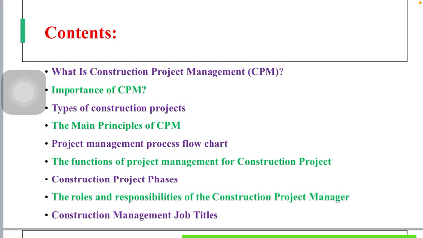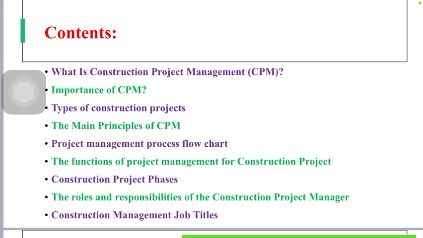It's important that construction project managers follow the principles of project management during every phase of the project. It's no secret that construction project management is quite a complicated field. However, there are some fundamental principles that everyone just entering the field should keep in mind.